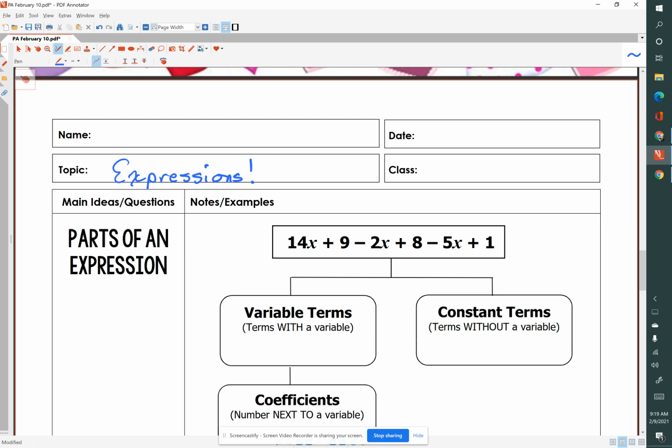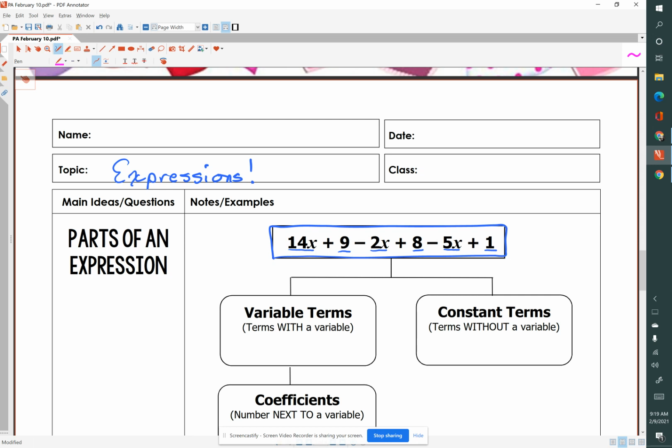Very exciting, starting this new topic here in algebra. Oh my gosh, look what we have. There's a lot going on here. Let's just start by reading it: 14x plus 9 minus 2x plus 8 minus 5x plus 1. There is a lot going on, so let's talk about that.